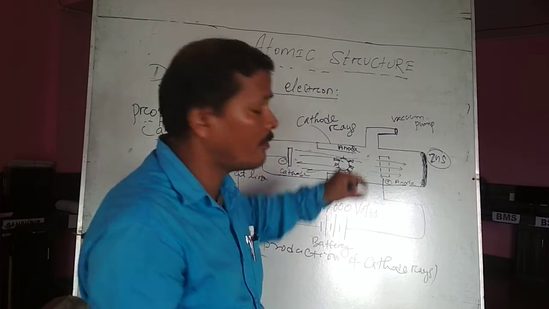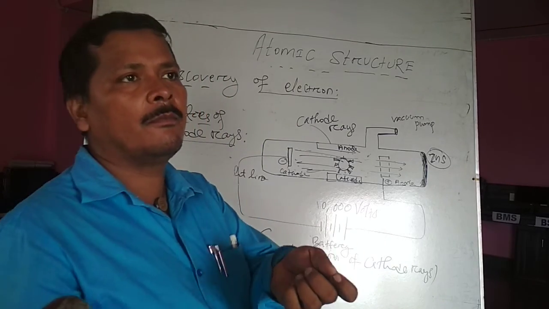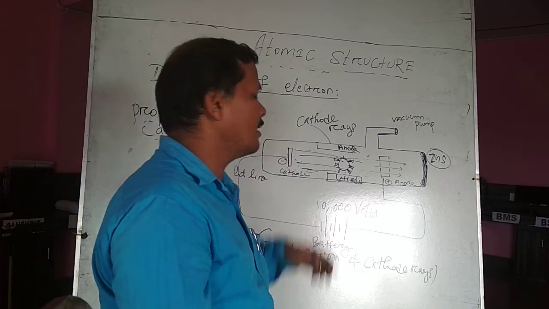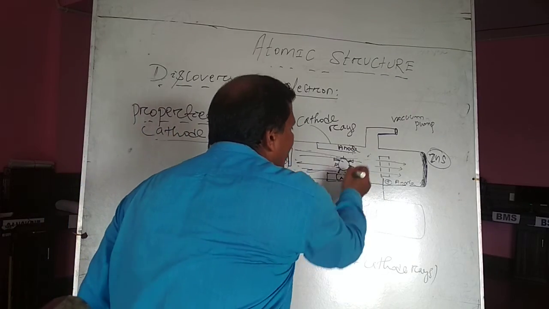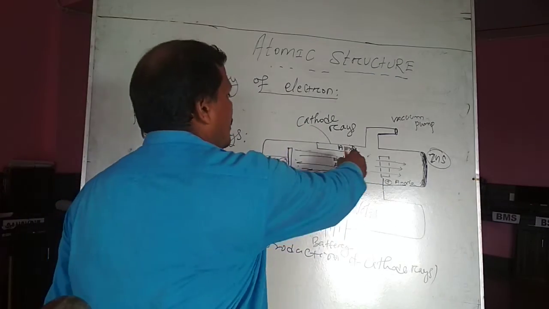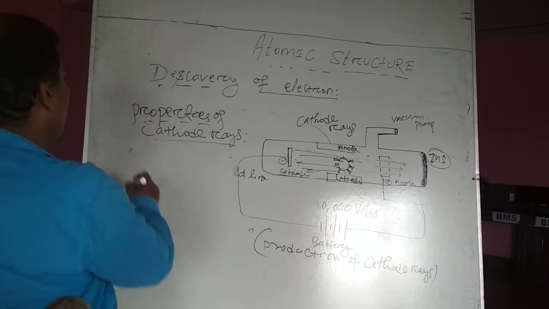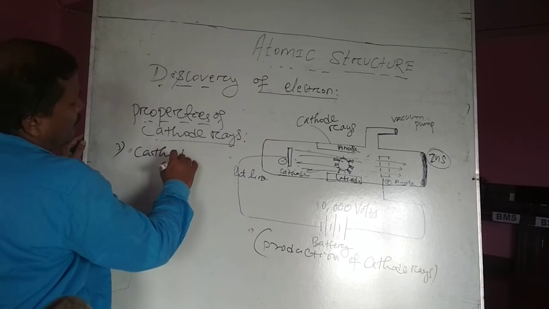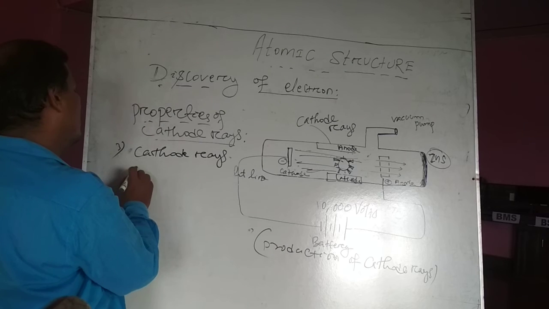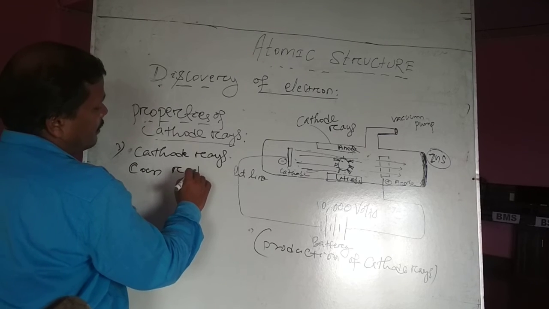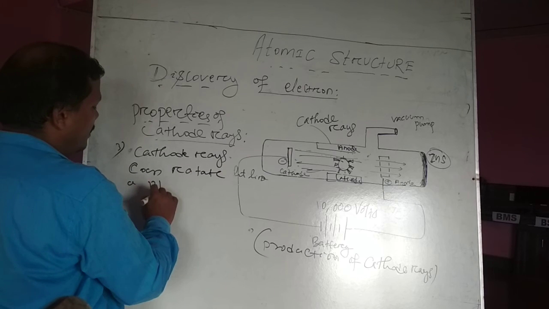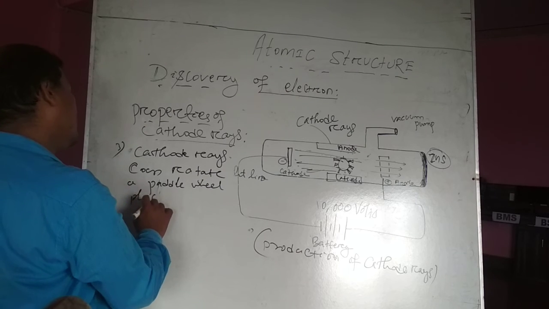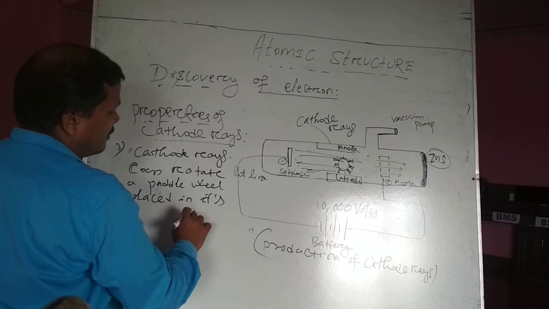the rays contain some massive particles. Those particles, when they strike here, help in the rotation of the blades of the wheel. So it was rotated. So it was concluded that cathode rays can rotate a paddle wheel placed in their path.